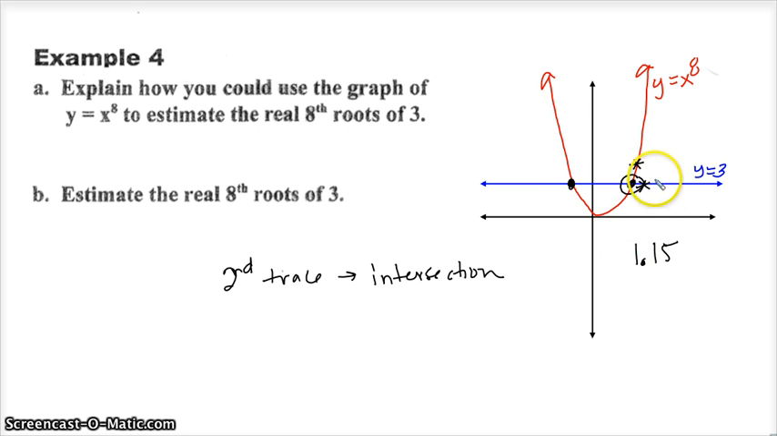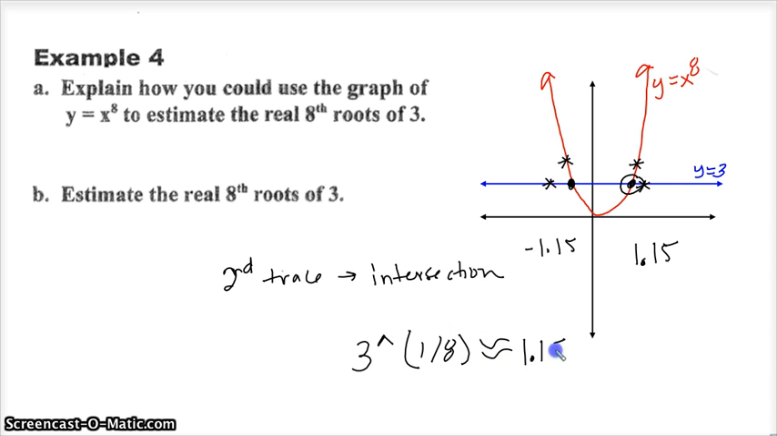1.15. If you do the same thing on the other side by putting your cursor on the parabola, your cursor on the line, you would get -1.15. This is the same number you'd get if you had taken the 8th root of 3 on your calculator. To do that, I would enter 3 to the 1/8 power. And again, this gives you approximately 1.15.